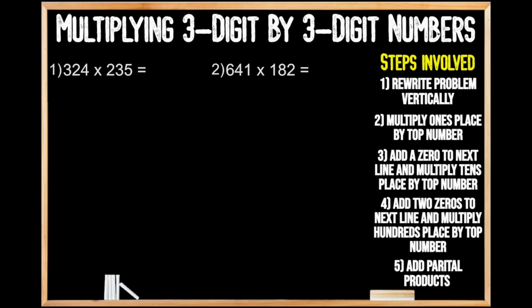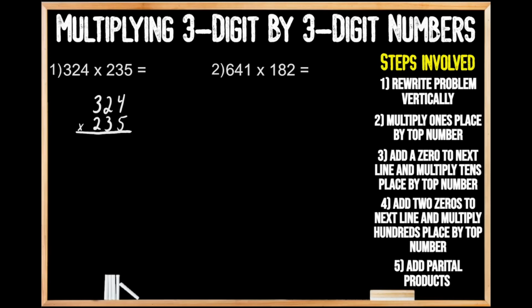So looking over to the right-hand side here under our steps involved, we can see that our first step is to rewrite the problem vertically. So we're going to start out by rewriting this multiplication problem vertically, making sure that all of our numbers are aligning within their correct place value, and then we're going to start to multiply.